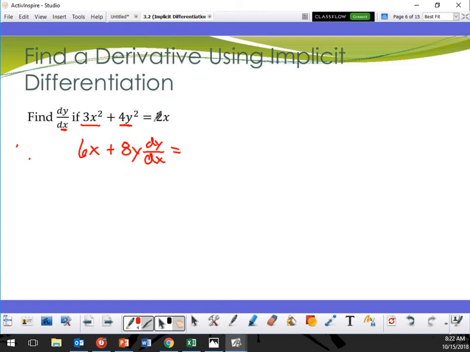What's the derivative of this piece? 2. Just 2. All right, so now, since dy/dx is the exact same thing as saying y prime, I need to use some algebra to isolate that thing right there. So what would I do to that 6x? Put it on the right. So I'm going to have to subtract it from both sides. So I'm going to get 8y dy/dx is equal to 2 minus 6x. And to get my dy/dx by itself, I'm going to divide both sides by 8y.